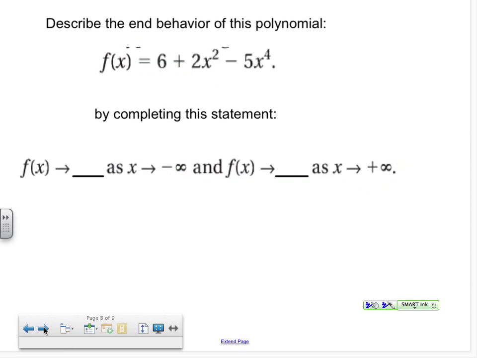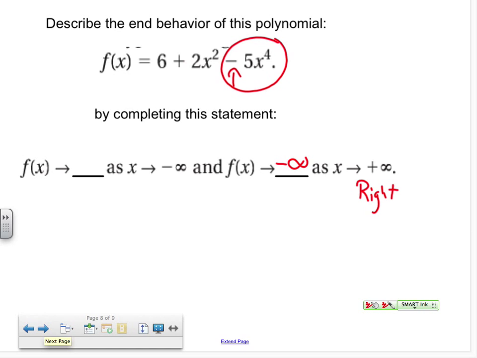All right, take a look here. Pause, try this one. Let's look at our leading term. This one's not in standard form, so we need to find our lead term by finding the highest power, and that's right there. We can see that the lead coefficient is negative. So that means as x approaches infinity, the right side goes to negative. So the function will approach negative infinity as x approaches positive infinity.